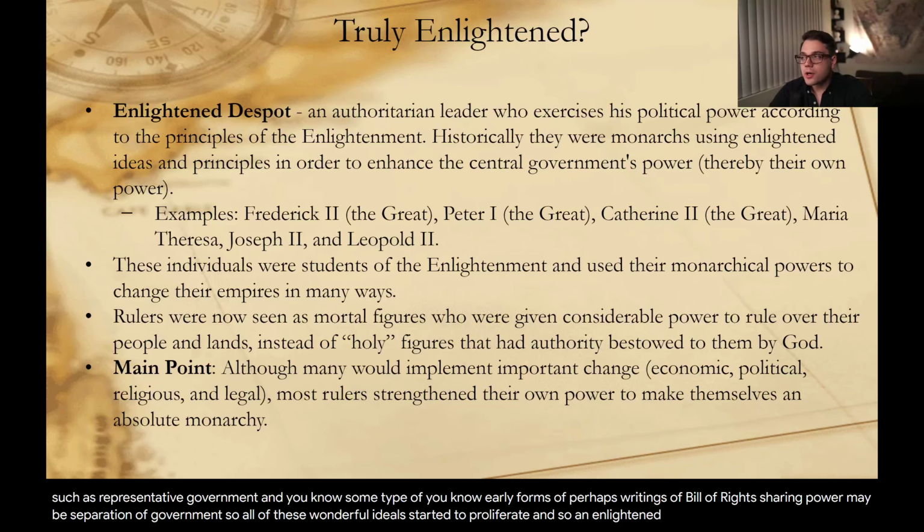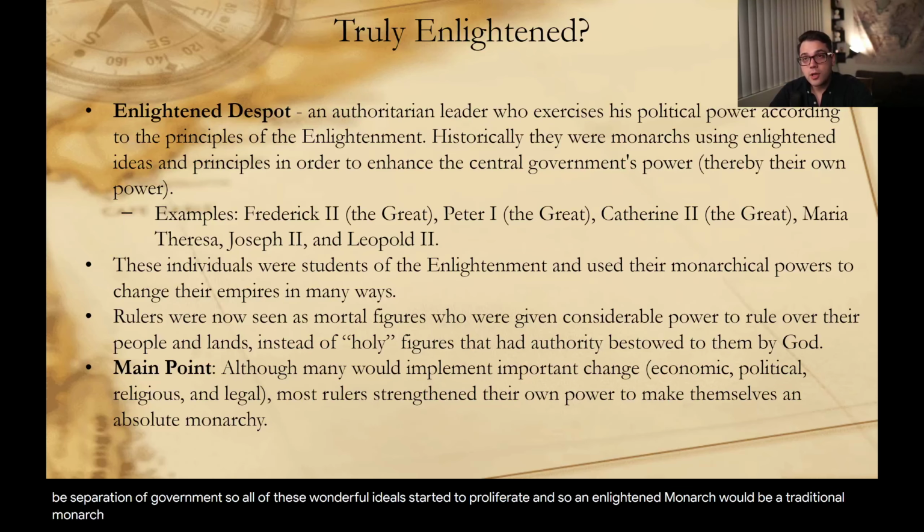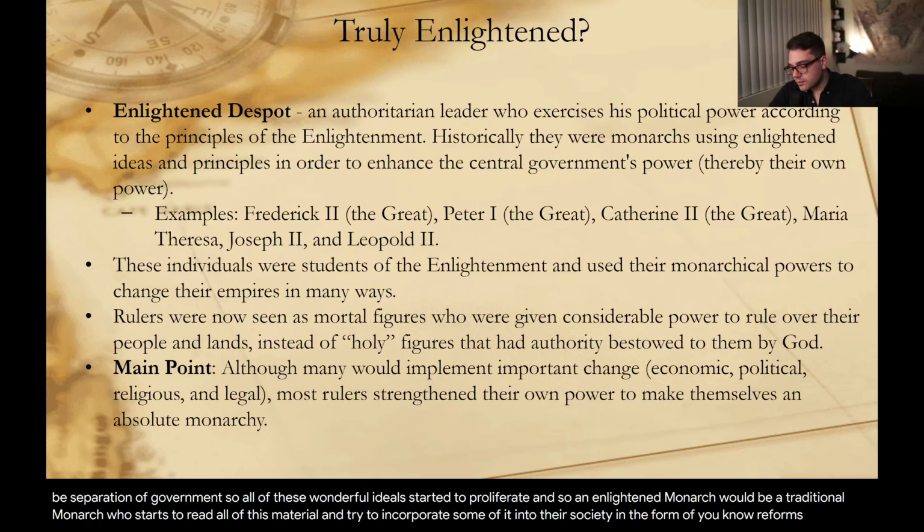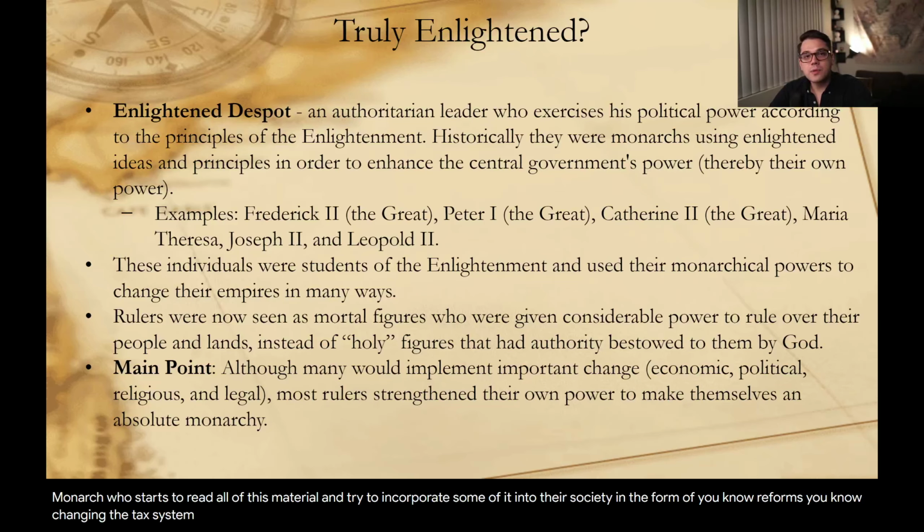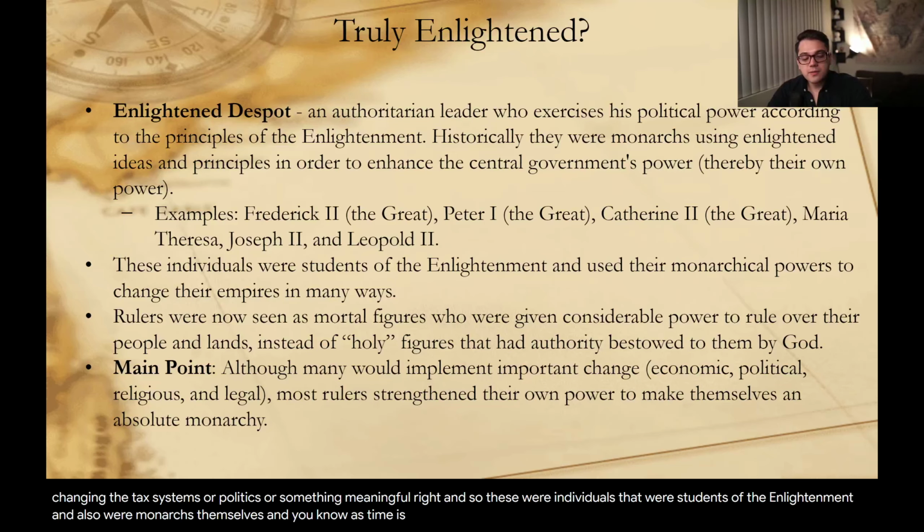And so an enlightened monarch would be a traditional monarch who starts to read all of this material and tries to incorporate some of it into their society in the form of reforms, changing the tax systems or politics or something meaningful, right? And so these were individuals that were students of the Enlightenment and also were monarchs themselves. And as time goes on, these Enlightenment thinkers are, of course, publishing their works, and they are being spread all throughout Europe.